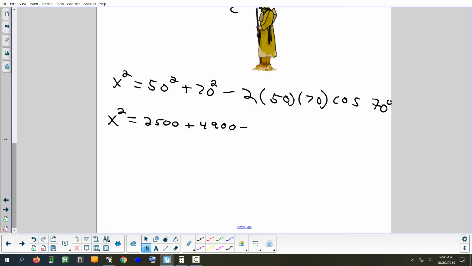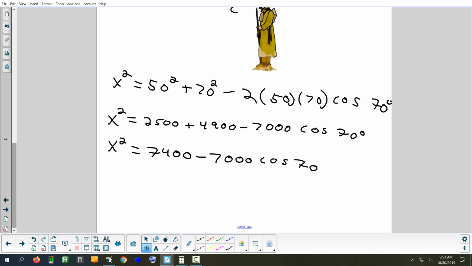2 times 50 times 70. 2 times 50 is 100. What's 100 times 70? 7,000. Cosine 70. Now, you can use a calculator for all that, but because those are nicer numbers, we can do some of it. What's 2,500 and 4,900? Yep, 7,400. Minus 7,000 cosine 70.